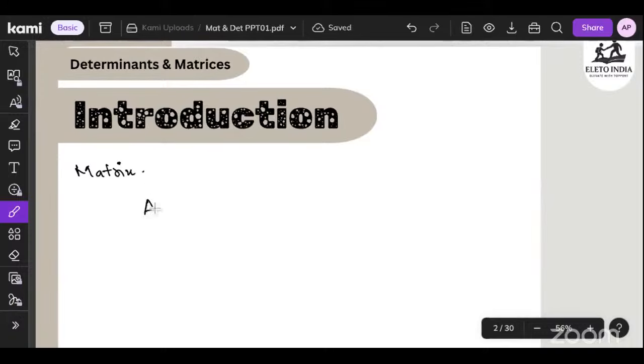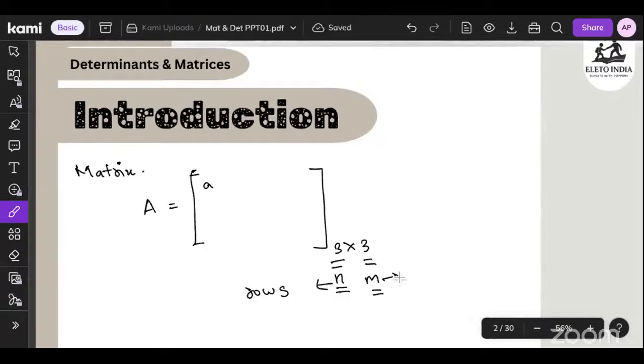Matrix. If we take a matrix, it consists of a set of values. It is in the square bracket. Let us take a 3 cross 3 matrix. This is n into m, which is the number of rows and this is the number of columns. N is the number of rows in the matrix and m is the number of columns in the matrix.